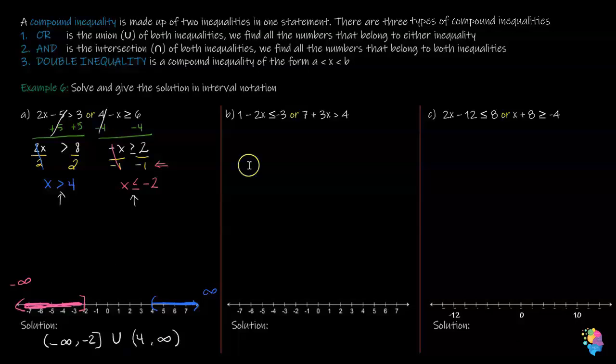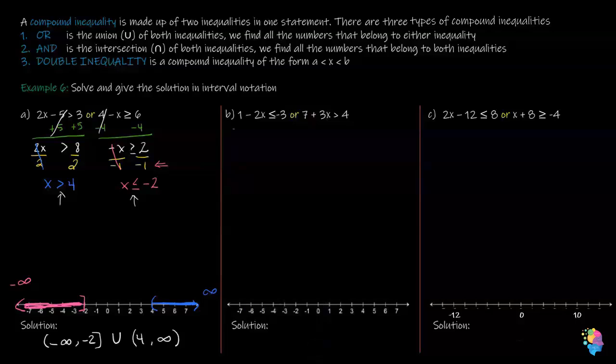Let's try another one. We're going to do 6b the same way. We're going to solve each inequality individually, graph it, and then see which values are being shaded by either one of those inequalities. So let's start with the first one.